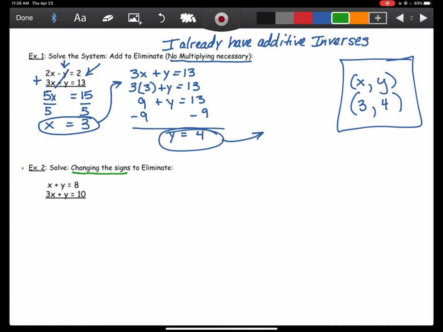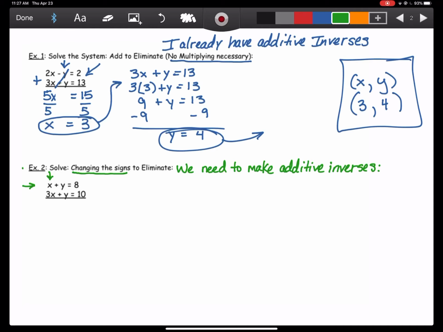So I'm going to write here, we need to make additive inverses. So let's take a look at this. Would it be easy to make the x column into additive inverses? Well, I could. I could multiply the top equation by what number?